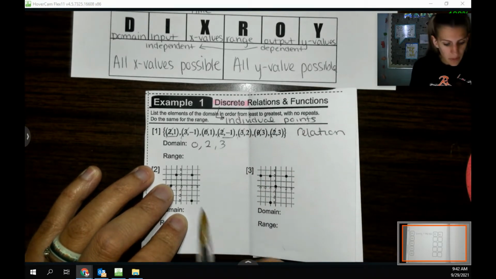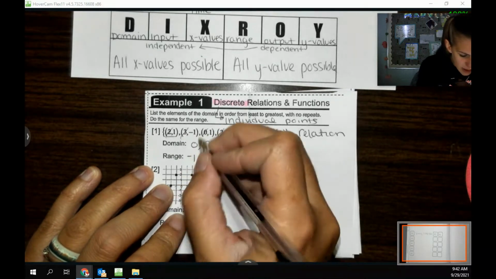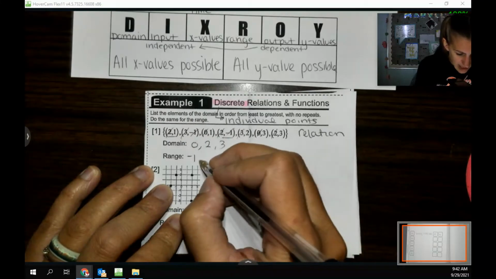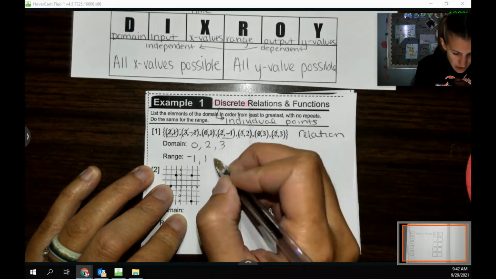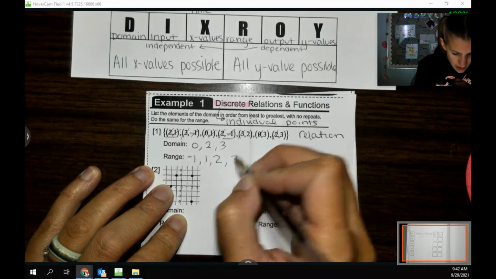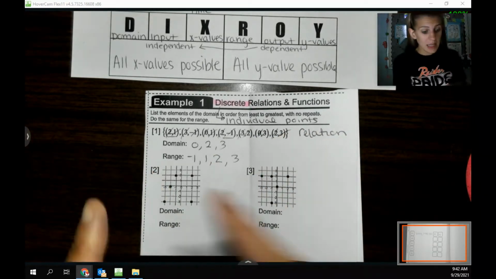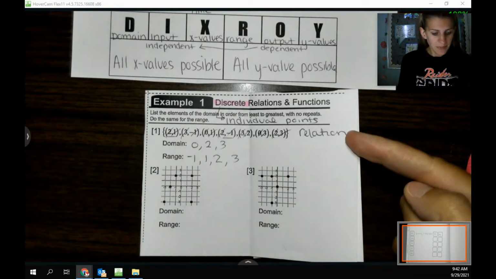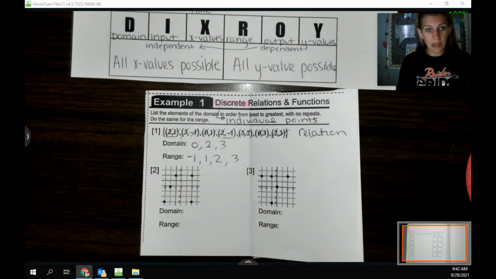Range is the fancy word for y. So now I look through and find my smallest y value, which is -1. And I cross those out as I go just to make sure I get them all. And then I have a 1. And then I have a 2 and a 3. And then we've got all the y values. Again, there's only so many. These are the only points that exist in this relation. And so I can really just list out all of the x values and all the y values.